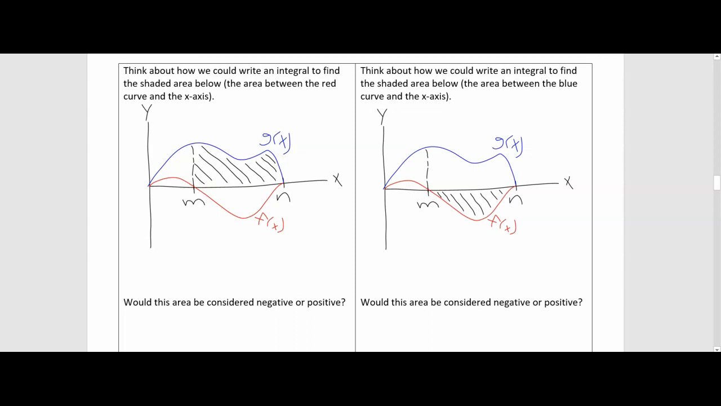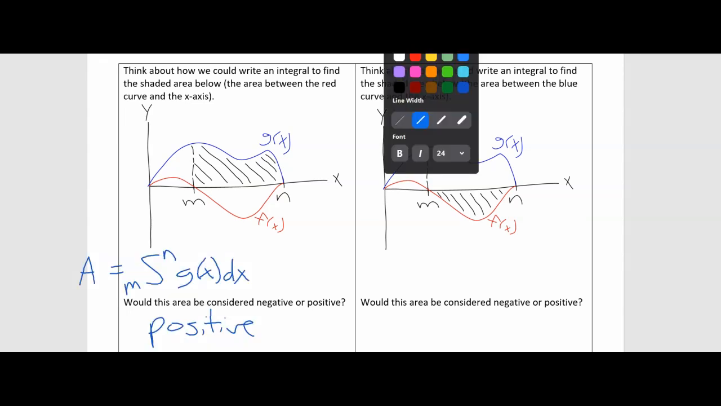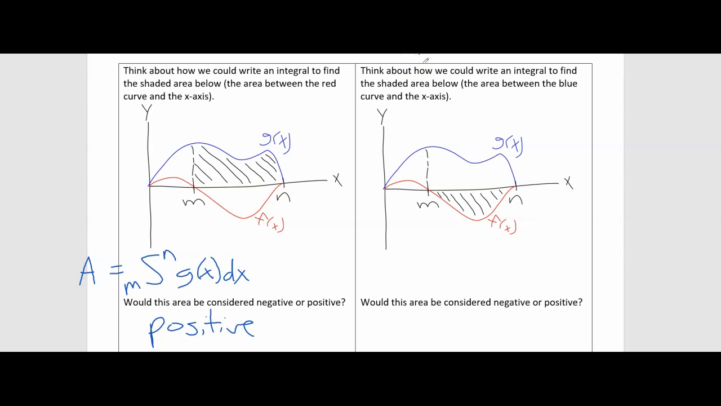Okay, so I'm trying to find the area between the blue and the red. Well, if I find the area just between the blue curve and the x-axis, we've done this many times before, well, specifically twice up above. Integral from m to n of g of x dx. This area would be positive, right? It is above the x-axis. Our integral for the area between the red function and the x-axis, also from m to n, but this time of f of x dx. And this area would be negative.